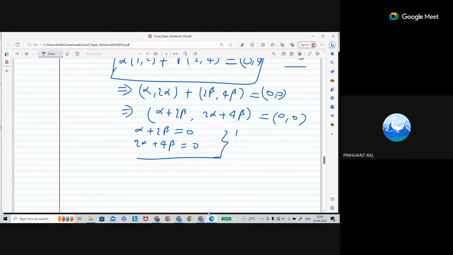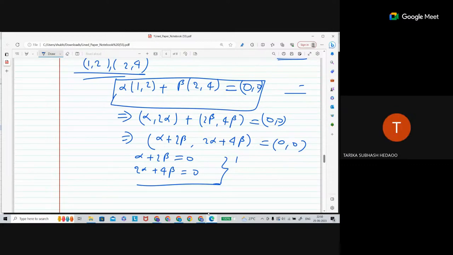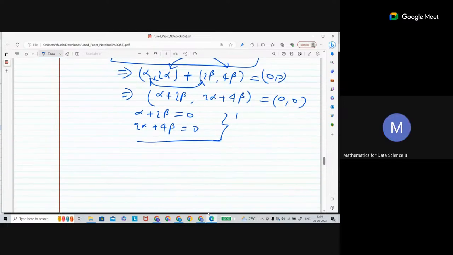How do you remove that plus sign? You have done coordinate-wise addition of the two vectors, that's why it is alpha plus 2 beta. Okay, so now you need to find the solution. If you are done with Gauss elimination, you can go with that. See what is happening now; I am going to tell you.